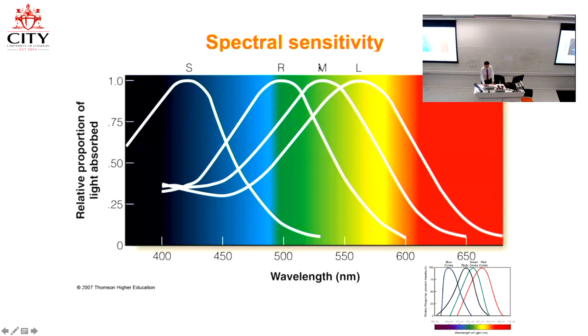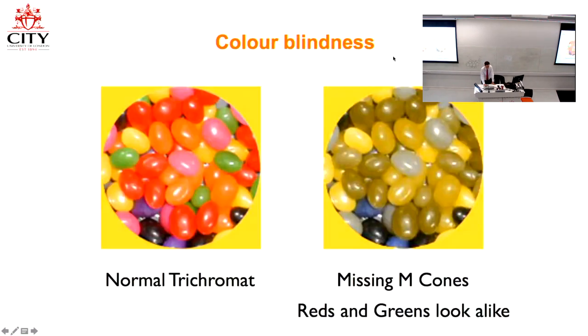If a person is missing one sort of cones, let's say someone is missing M cones, for example, they are called colorblind, which is more common in men than in women. So if you see these two images exactly the same, then you're colorblind. The thing is, these people are missing the M cones, the medium wavelength ones. So they cannot see the difference, and reds and greens look alike to them.